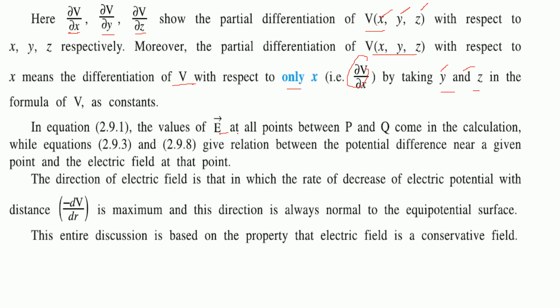So the values of E at all points between P and Q, if you see the previous equations, will come into calculation. But if you see the other equations, they give a relationship between the potential difference near a given point and the electric field at that point. So the direction of electric field is that in which the rate of decrease of electric potential with distance, which is nothing but minus dV by dr, is maximum, and this direction is always normal to the equipotential surface, right? And all this discussion is based on the property that electric field is a conservative field.